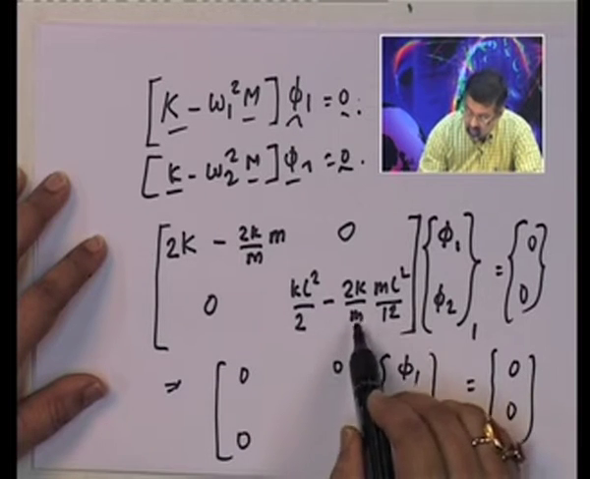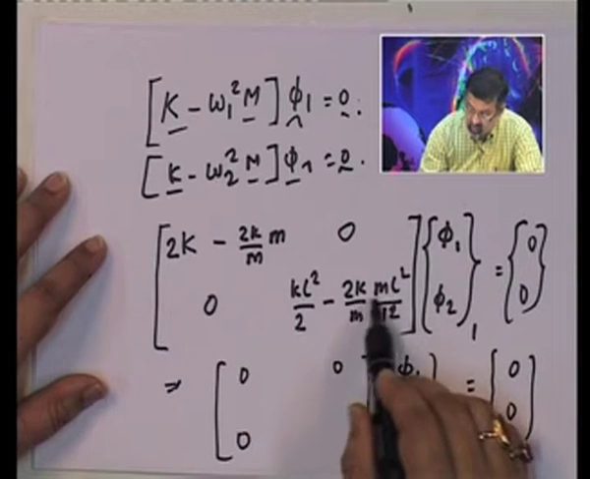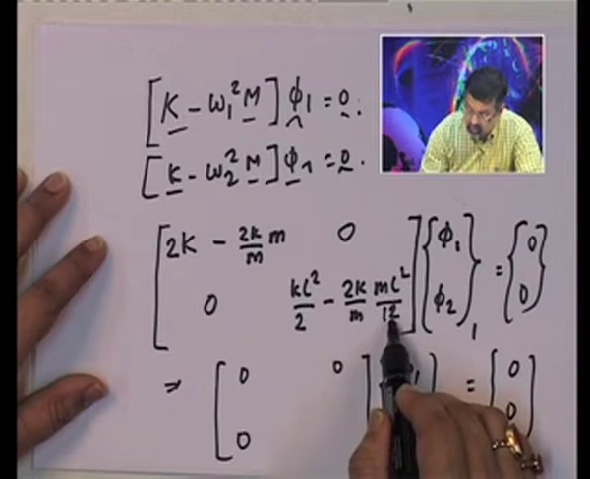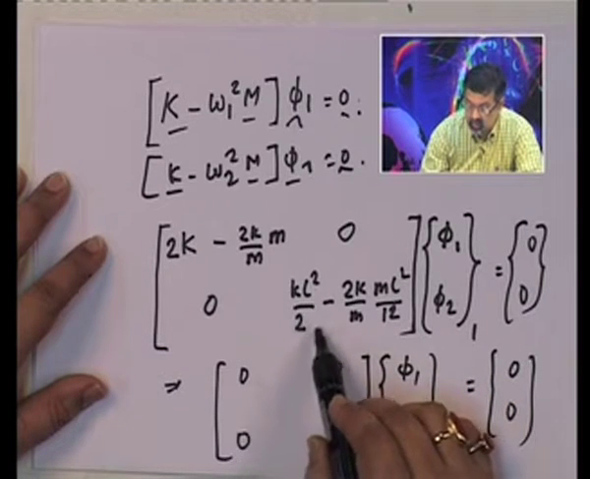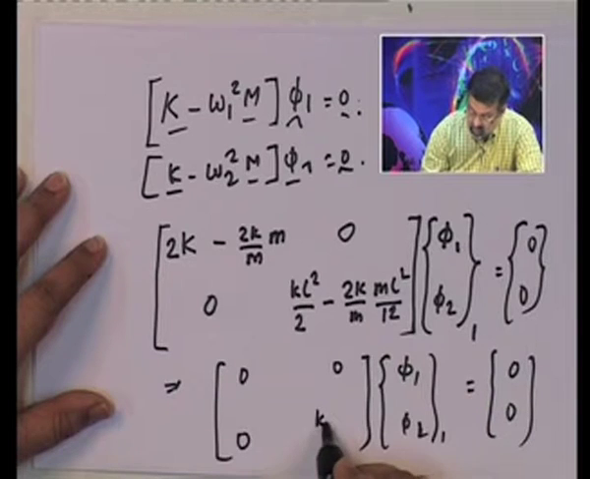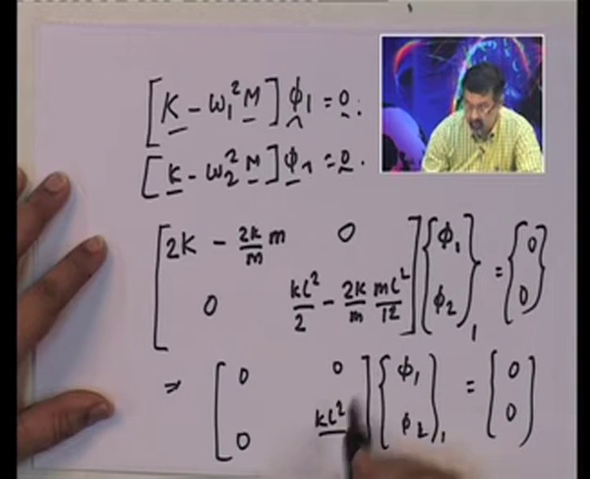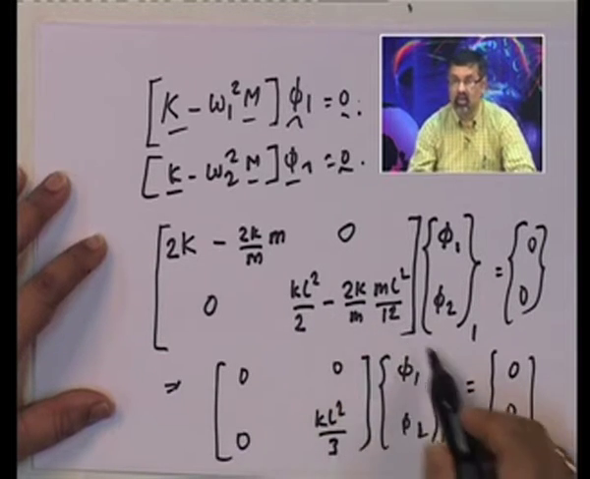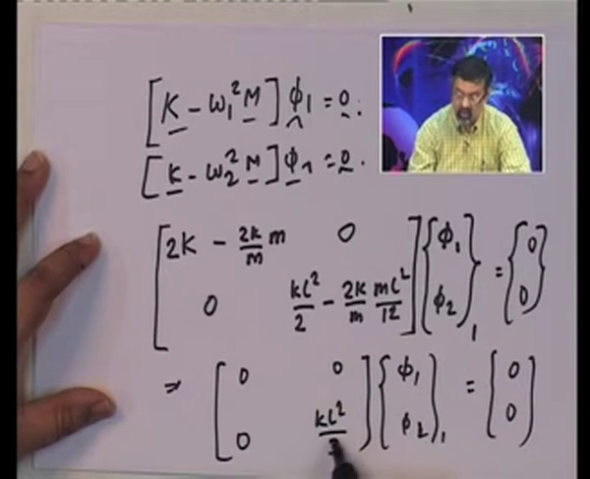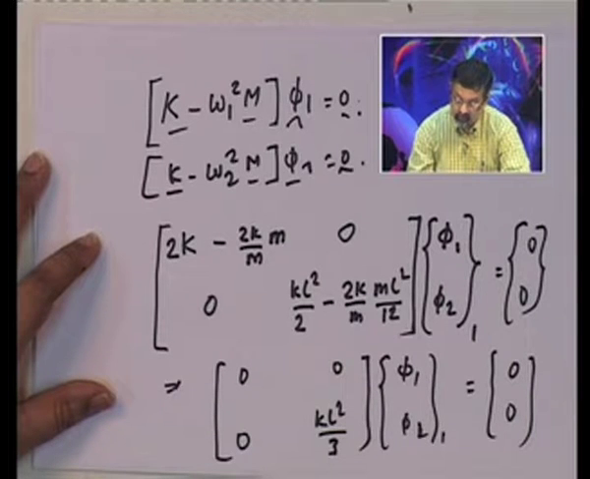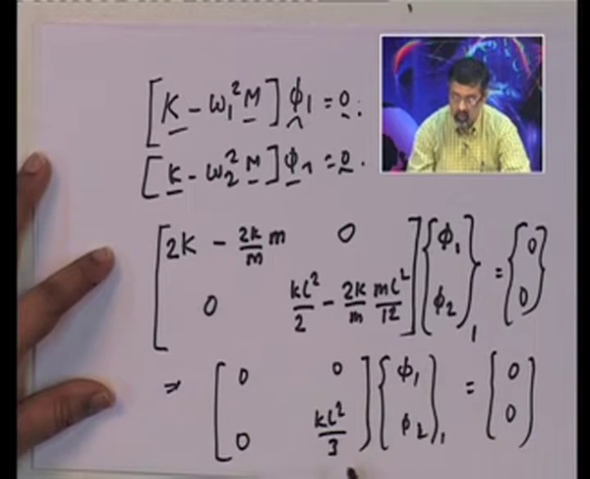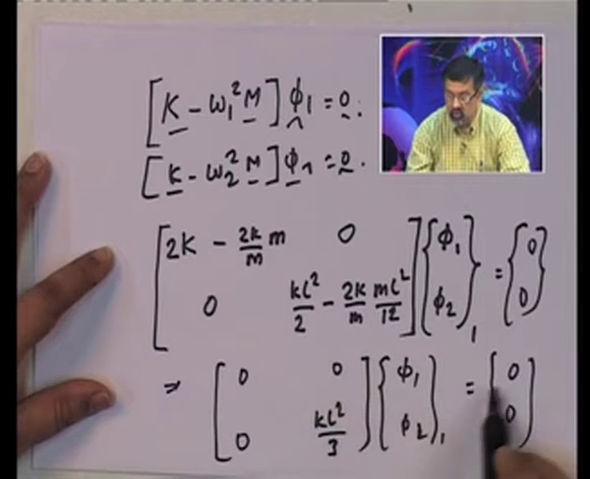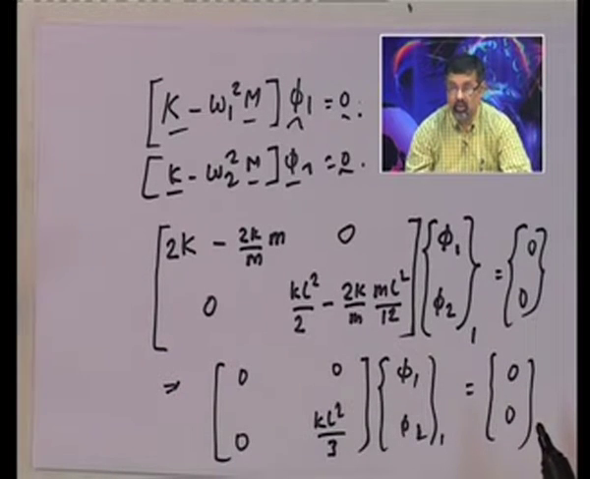And what is this one? m cancels. Okay, so this becomes k L squared upon 6, and k L squared upon 2 minus k L squared upon 6 is nothing but k L squared upon 3. Okay. What does the first equation give you? 0 into phi 1 plus 0 into phi 2 is 0. Well, obvious. It is a trivial solution. We get nothing from phi 1 and phi 2.